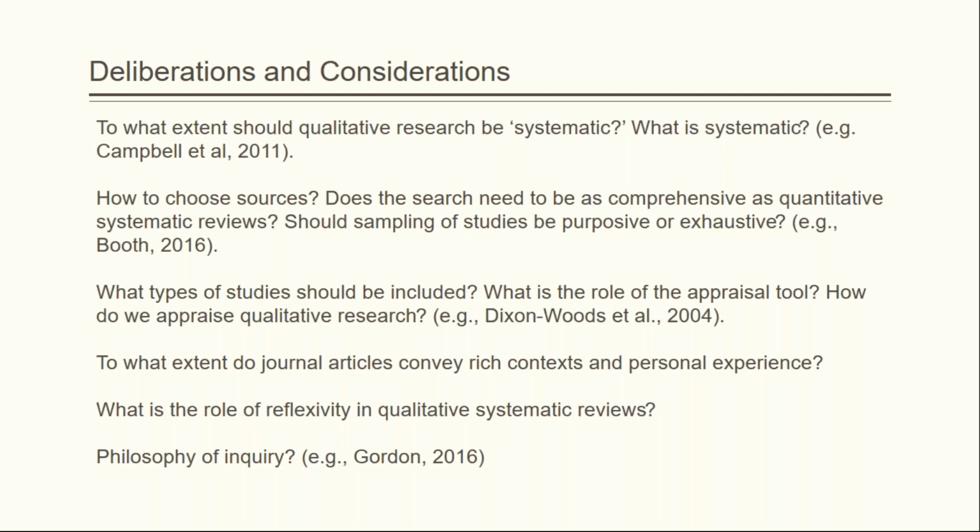The next area of tension is around the idea of scope. So given qualitative research in general uses purposeful or theoretical sampling, does it make sense to even begin with an exhaustive search? Booth is one writer about systematic reviews who argues a comprehensive search as opposed to an exhaustive search for a qualitative systematic review could very well be sufficient.